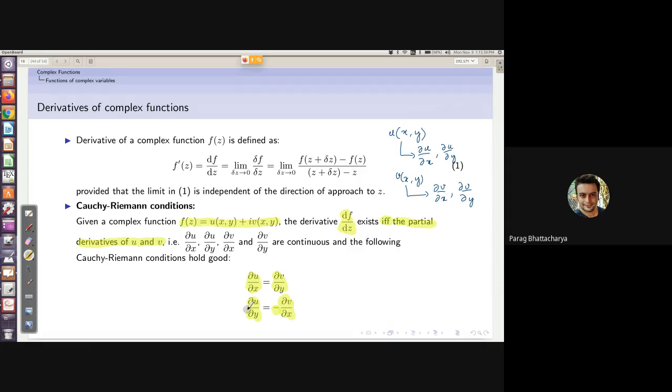So if these two conditions are satisfied, namely the partial derivatives exist and are continuous, and they follow this relation, then we say that the derivative of the function exists. Okay, so those are the Cauchy-Riemann conditions.